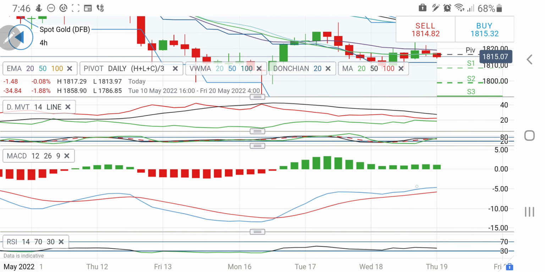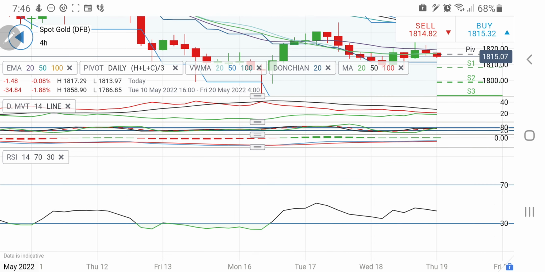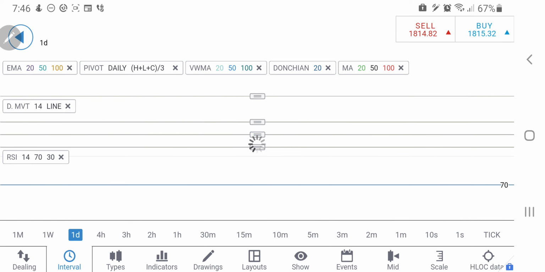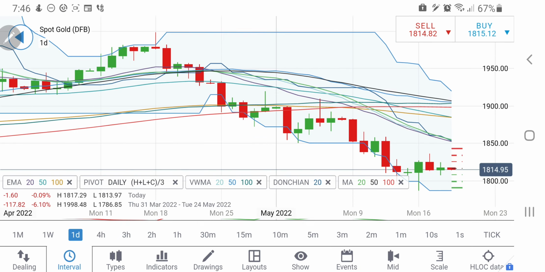the 4-hour chart. The MACD is still in buy side, running flat, running parallel. RSI is also running flat but looking downwards with a slight slope. And now coming back to the daily charts.